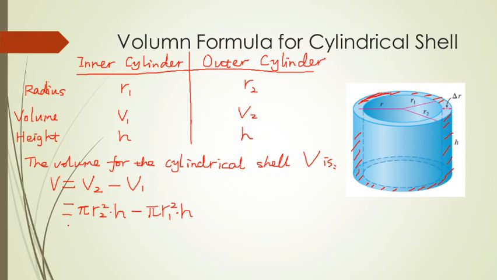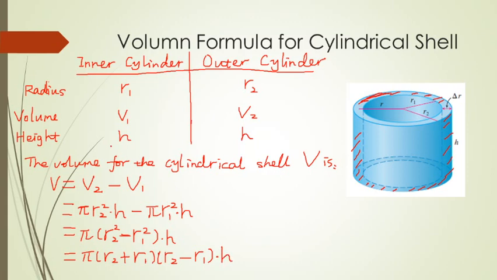Now I'm going to rewrite this volume: pi R2 squared minus R1 squared times H. The cylinders, inner or outer, are fixed, so those radii are fixed. So I will factorize this term as A squared minus B squared, and rewrite it as pi times R2 plus R1 times R2 minus R1 times H, using the algebra formula.